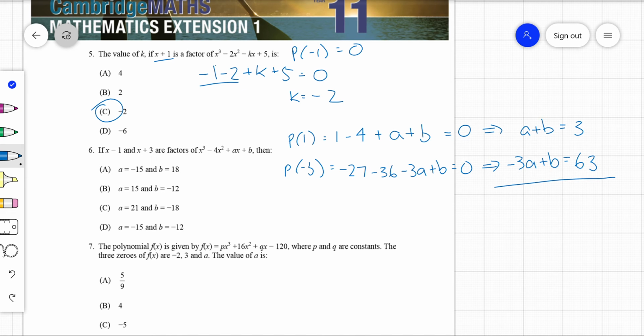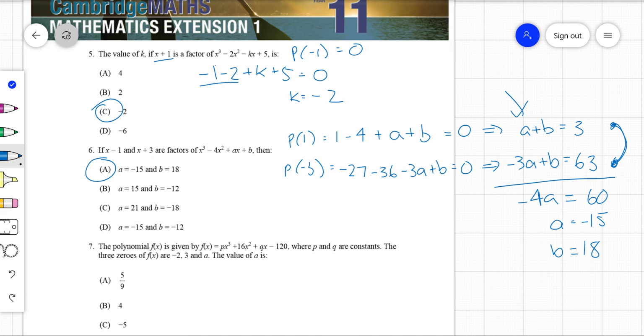So I can solve simultaneously. I might take this one and subtract this one. It doesn't really matter which way you do it, of course, but I like 63 take away 3, looking for something easy. b take away b is 0. I'm working from right to left: minus 3a take away a is minus 4a. Divide by negative 4, and we will get a equals negative 15. Then if I put negative 15 in here, I need to add 15 plus a 3 to get 3, so I need to add 18. So a equals minus 15, b equals 18. Which one's that? Negative 15. Yeah, so that's A. Great.